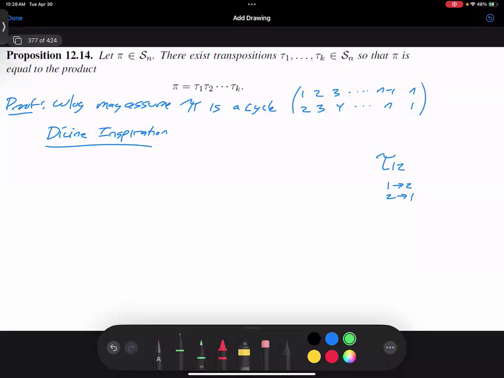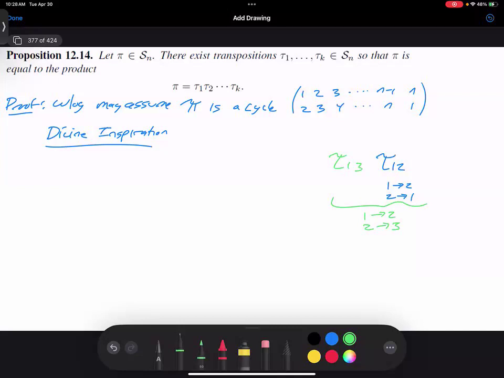Yeah, tau 1, 3. So let me try tau 1, 3. If I now look at this, tau 1, 2 sends 1 to 2. Tau 1, 3 does nothing to 2, so this is going to still send 1 to 2. Tau 1, 2 sends 2 to 1. Tau 1, 3 sends 1 to 3. This sends 2 to 3.